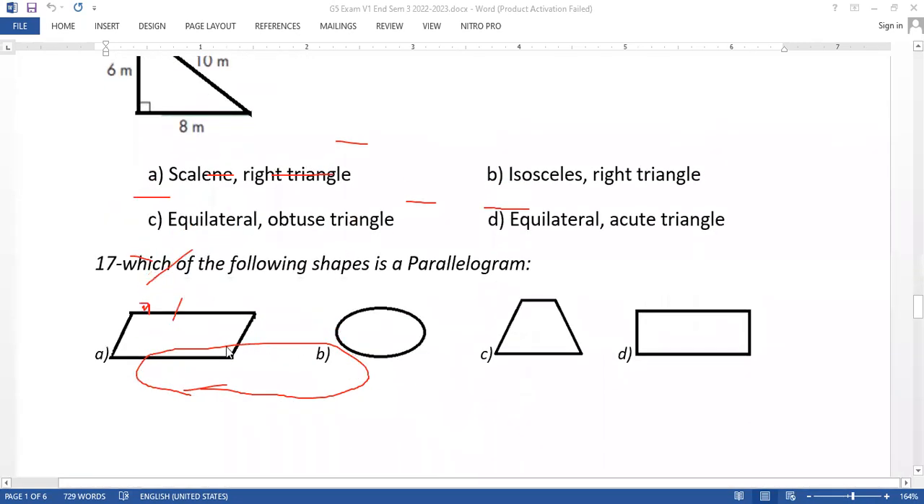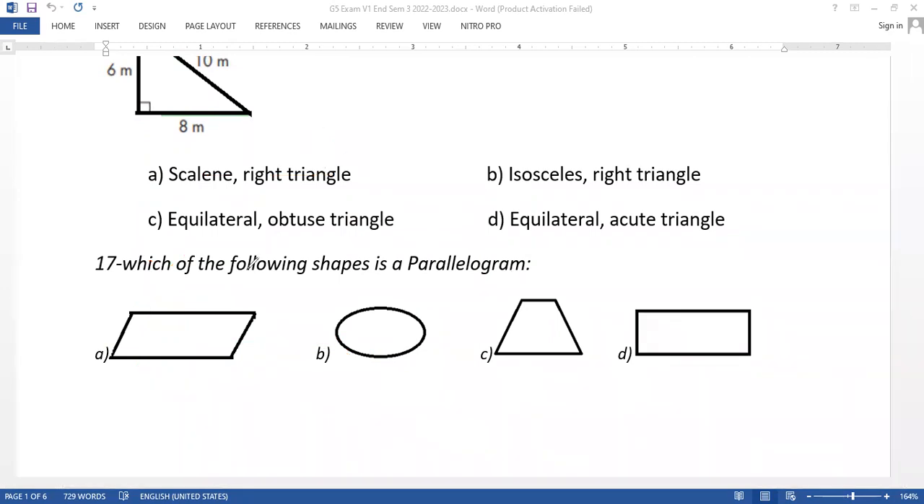Now, next question. Which of the following shapes is a parallelogram? As you know, in a parallelogram, opposite sides are parallel and equal in length. So this oval, this trapezoid, this rectangle. By the way, the rectangle is a special kind of parallelogram.